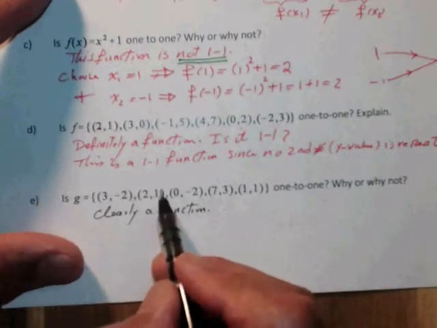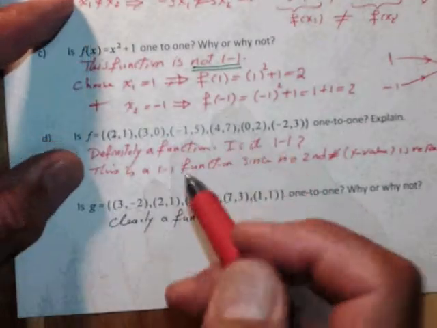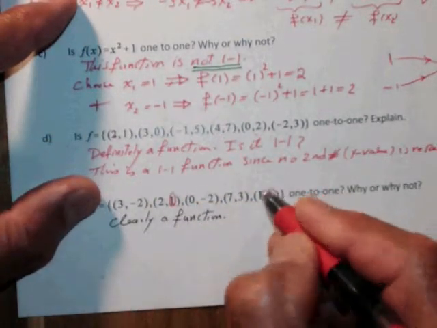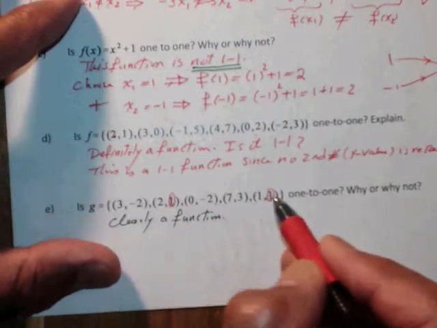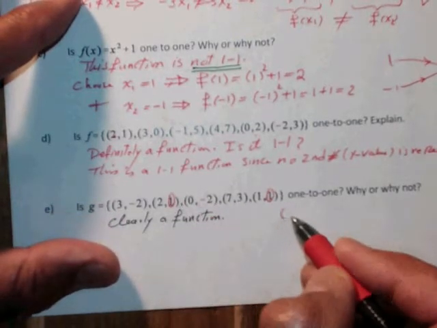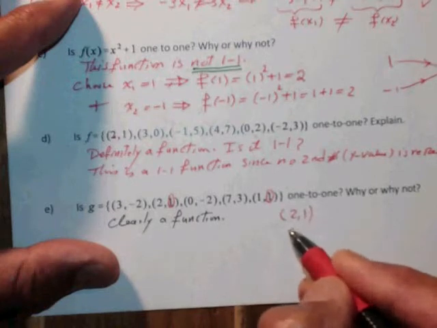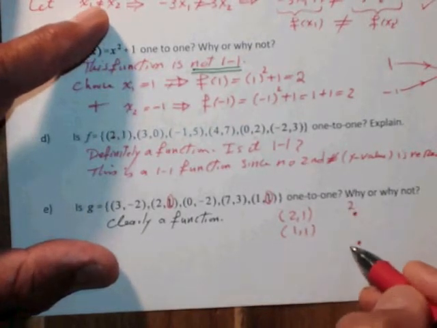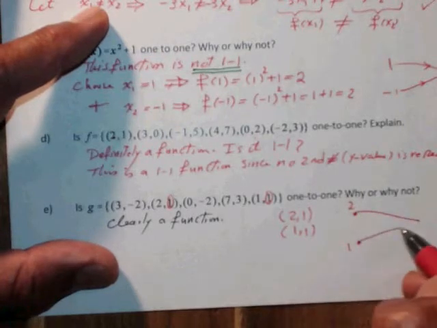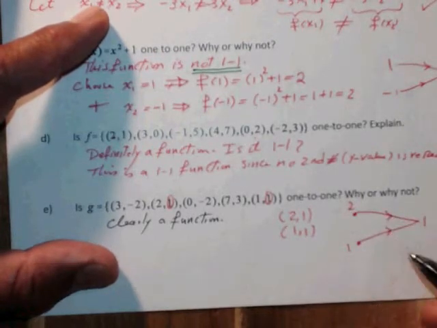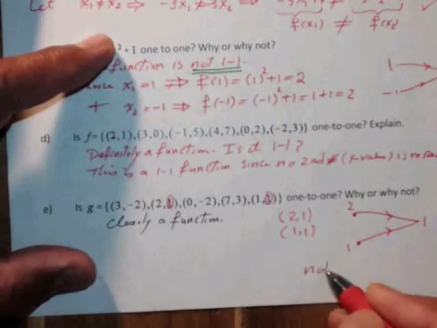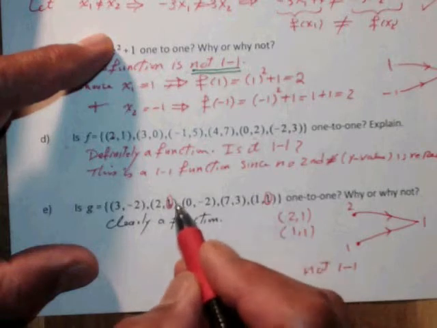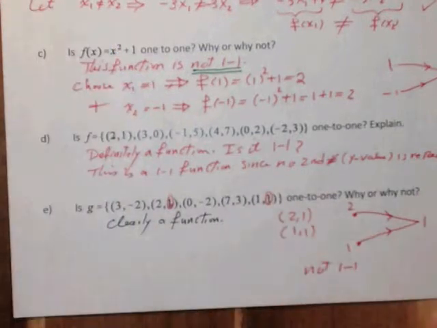But if you look at this 2 here, you see 2 and 1, they have the same second number. You see, 2, 1 and 1, 1. So that means this is 2, this is 1, and then both of them go to 1. So not 1 to 1. So the second number is repeated. When a second number repeats, then it's not 1 to 1 anymore.